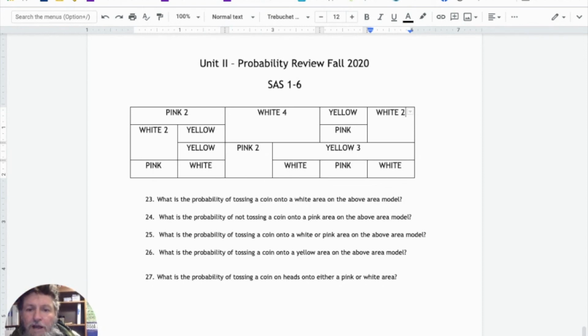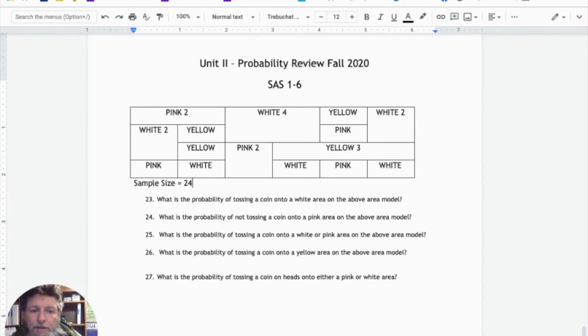So 2, 4, 5, 6, 7, 8, 9, 10, 14, 15, 16, 18, 19, 20, 21, 22. So let's double count that again. 4 times 6 should be 24. I don't know where I got my count off from, but let's look at it again. 1, 2, 3, 4, 5, 6, 7, 8, 9, 10, 11, 12, 13, 14, 15, 16, 17, 18, 19, 20, 21, 22, 23, 24. So we know that the sample size for this is 24.